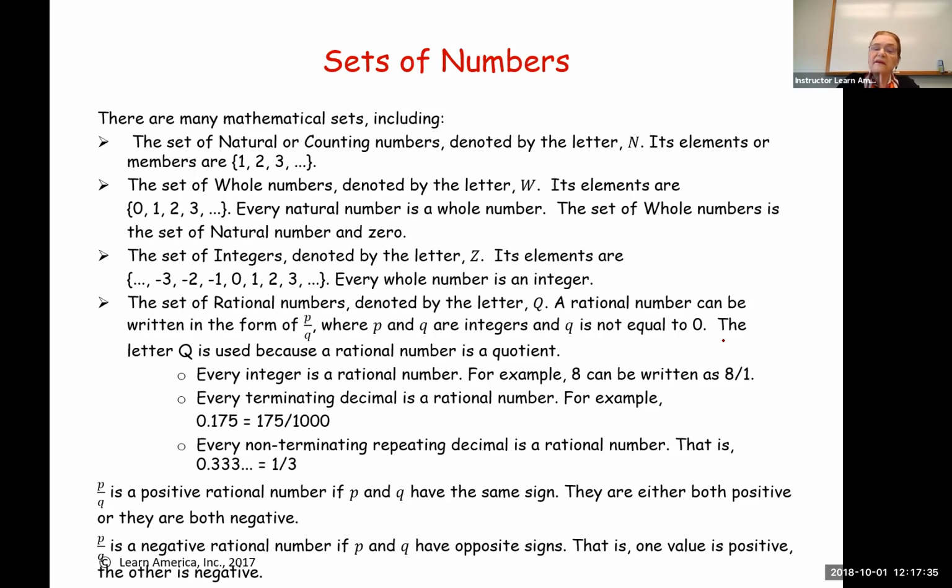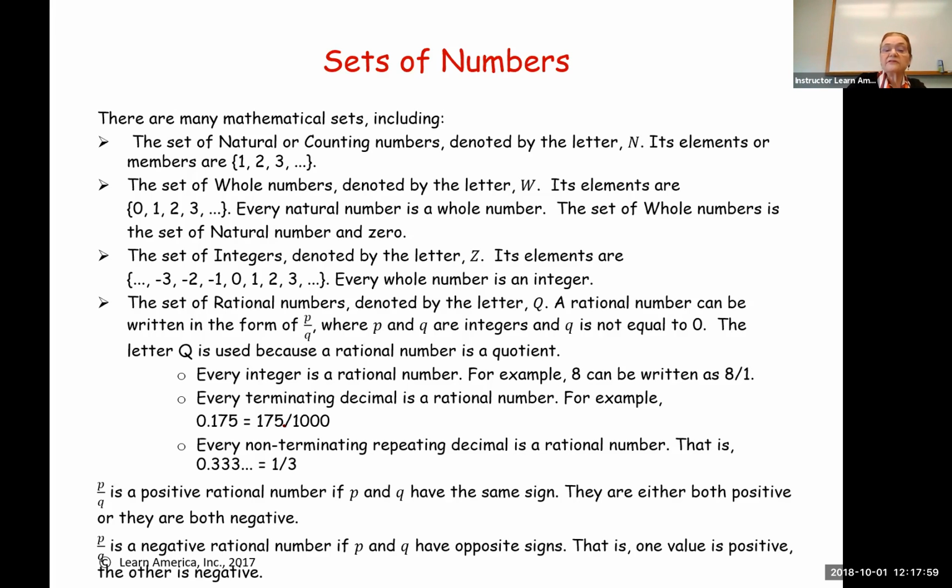Now, what would then constitute the set of rational numbers? Well, every integer is a rational number. For example, 8 could be written as 8 over 1 or 16 over 2. Every decimal number that ends, that terminates, is a rational number. So for instance, 0.175, which is the same as 175 thousandths, is a rational number.